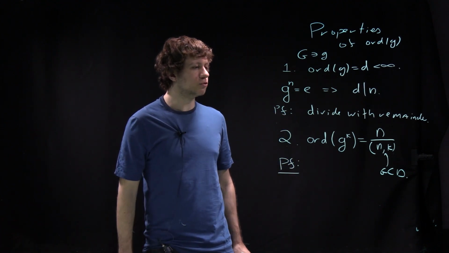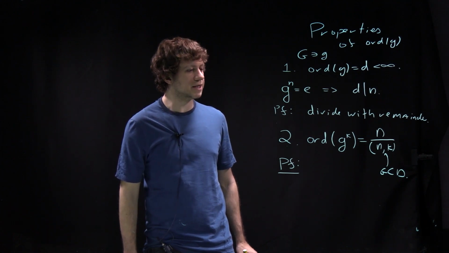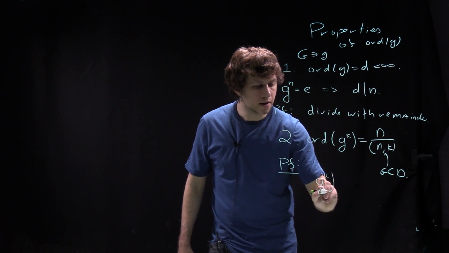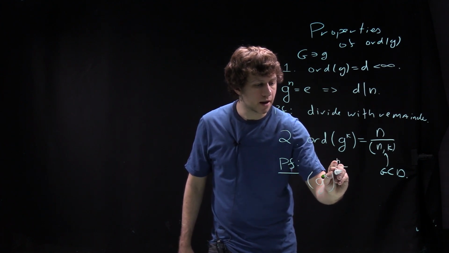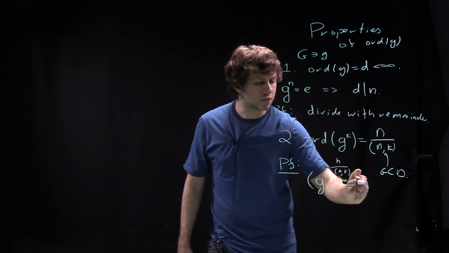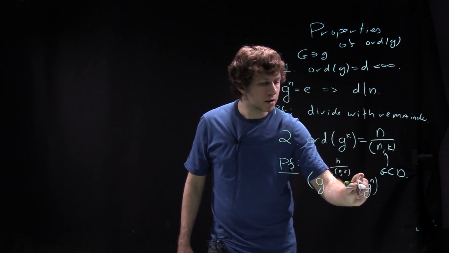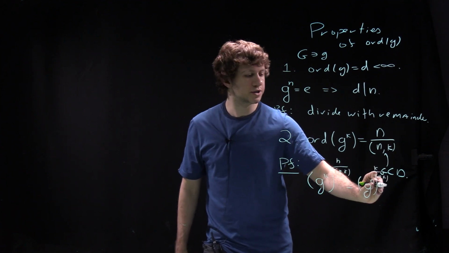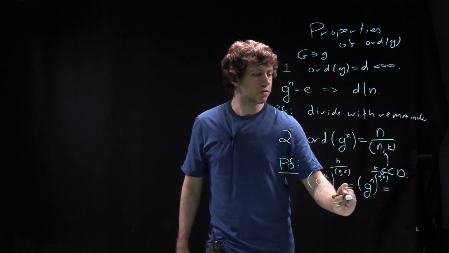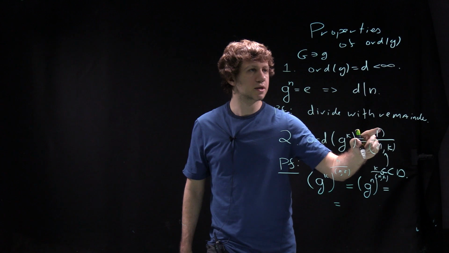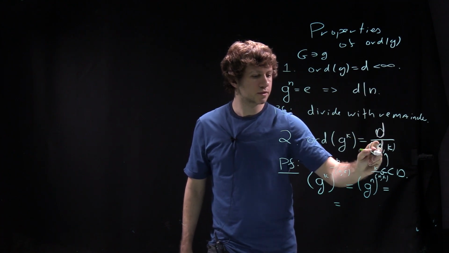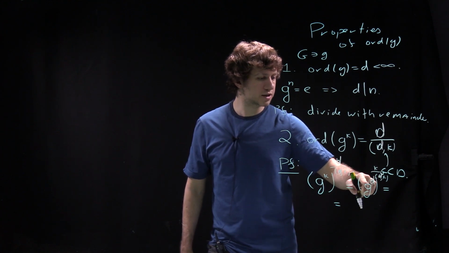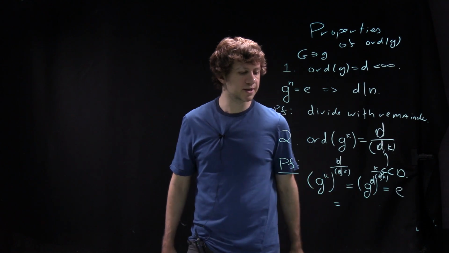So how to show that this is the case? The fact that g power k power d divided by the greatest common divisor is of course equal to g power d power k divided by the greatest common divisor. And remember, these numbers are integers, and sorry, by n I meant d, of course. And this is of course the identity, because g power d is the identity.